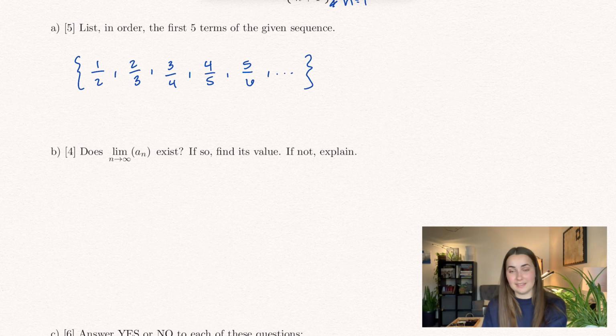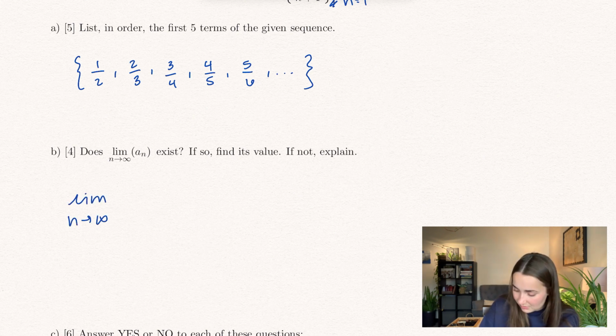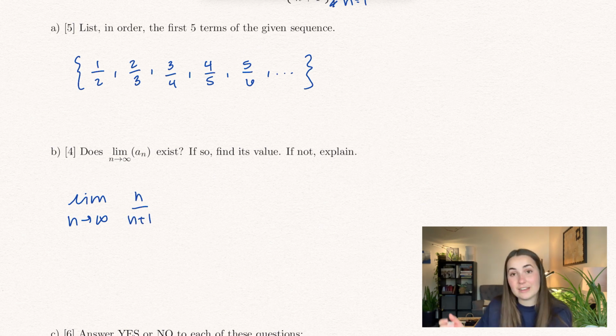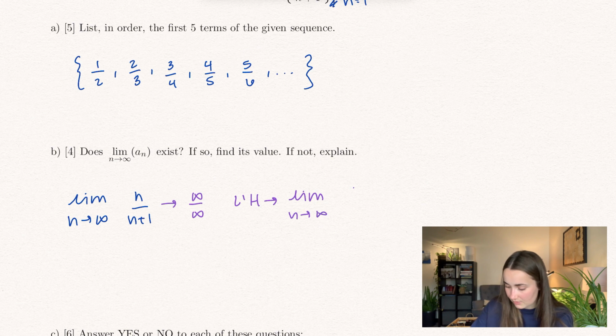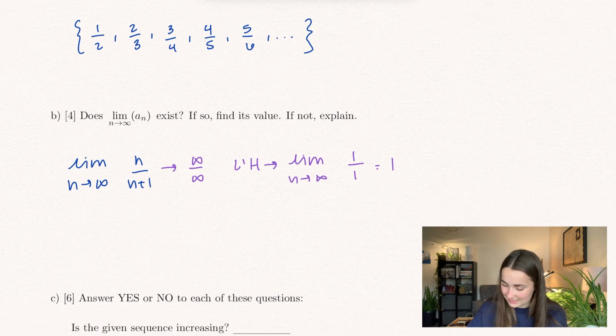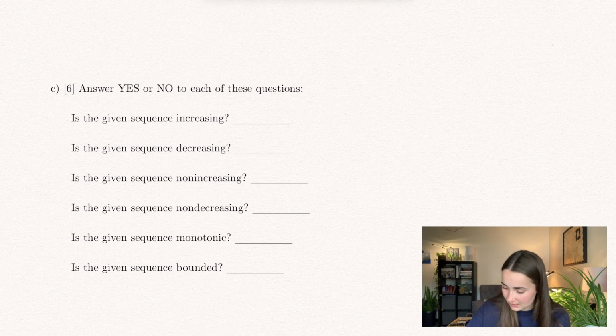Does the limit of the sequence exist? Let's go ahead and try it out. We have the limit as n approaches infinity of n over n plus 1. If you want to think about it in terms of L'Hopital's, this is going to approach infinity over infinity, which tells us we can use L'Hopital's. So we have the limit as n approaches infinity of 1 over 1, and the limit of a constant is just going to be equal to that constant. So it does exist. We found its value. It's equal to 1.